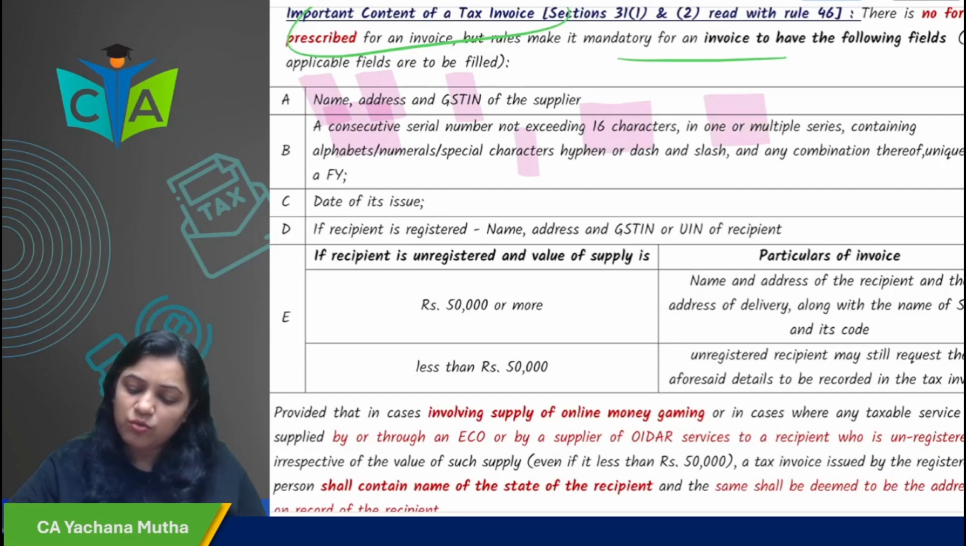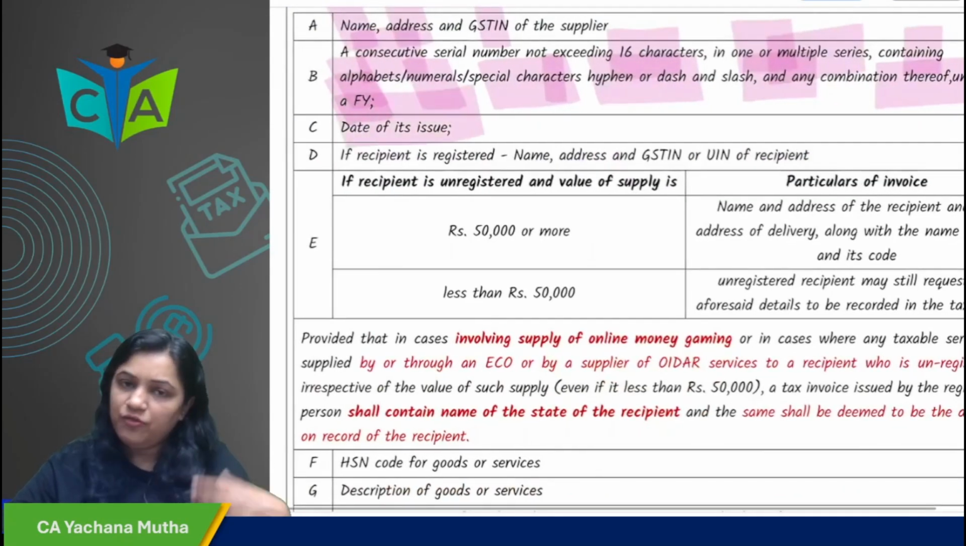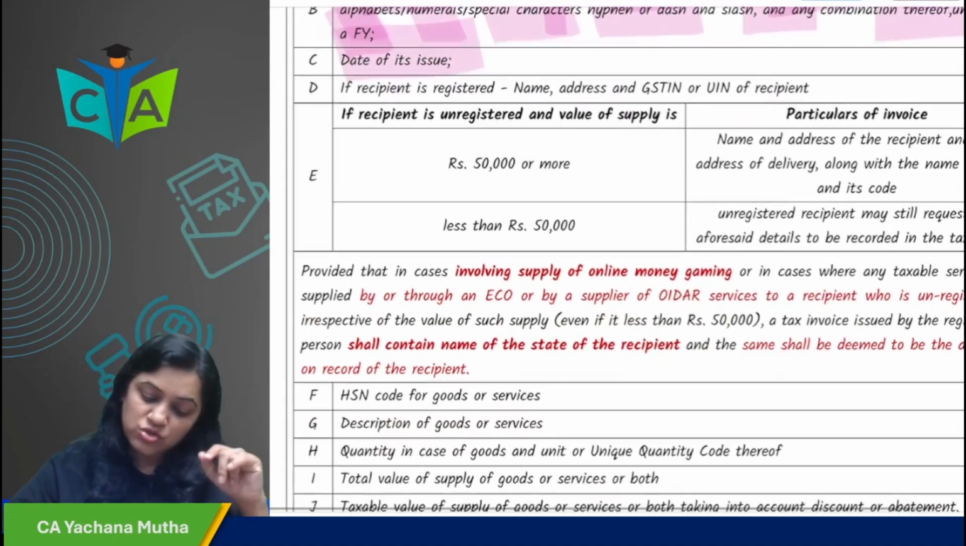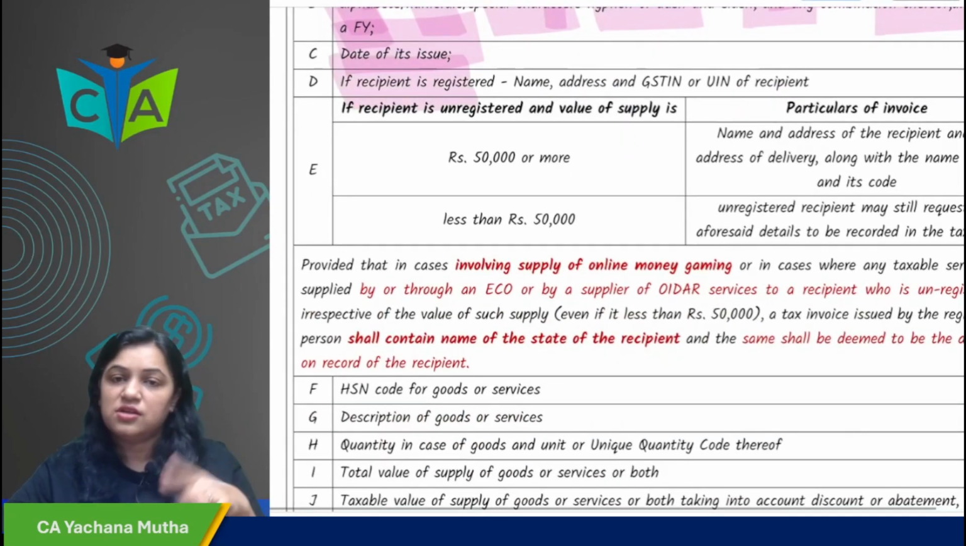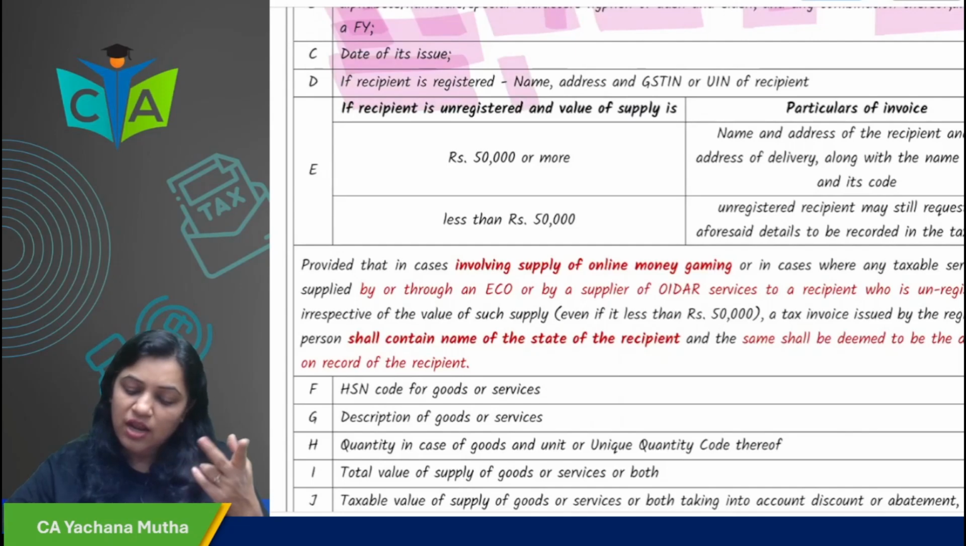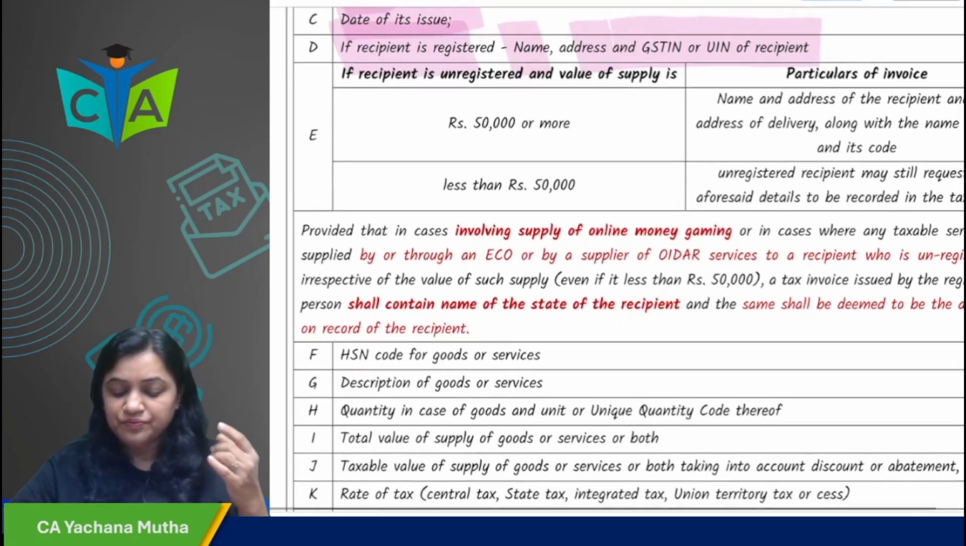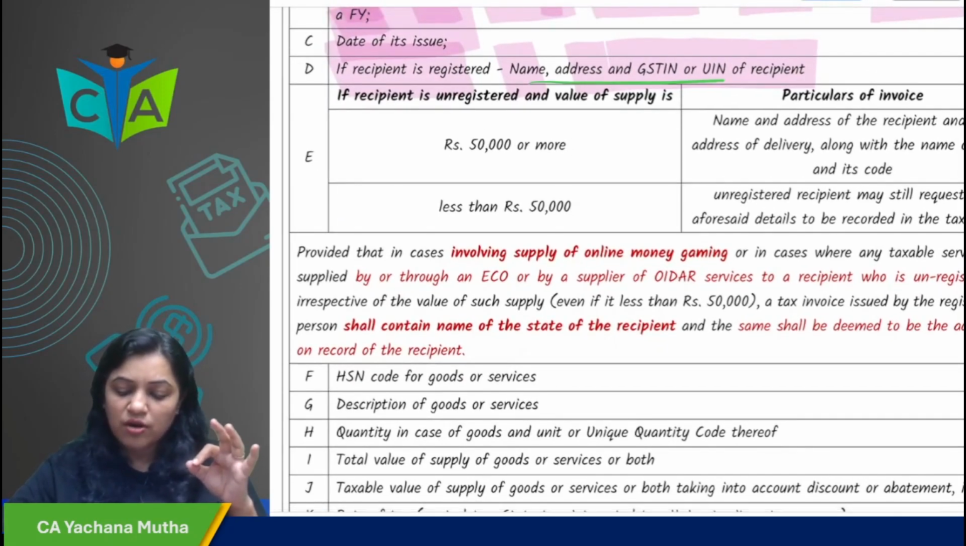In one series or in multiple series, it could be alphabets, numbers, special characters, hyphen, dash, slash or any combination, unique for a financial year. Then the date of its issue. Then, if the recipient is registered, the name, address, GSTIN or UIN of the recipient.